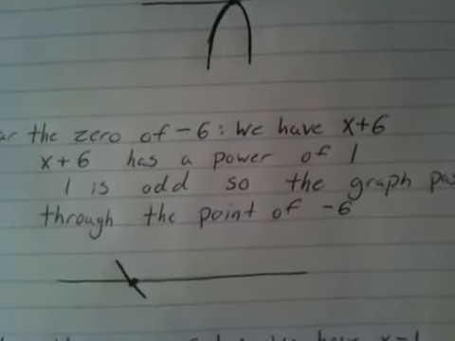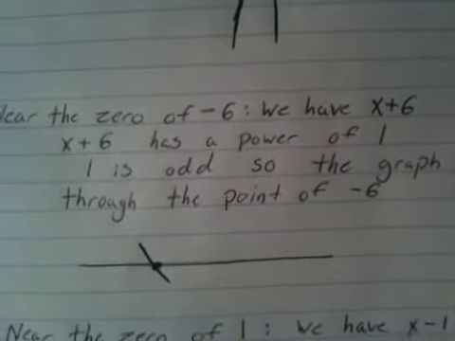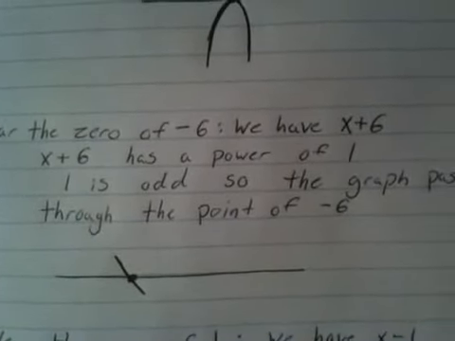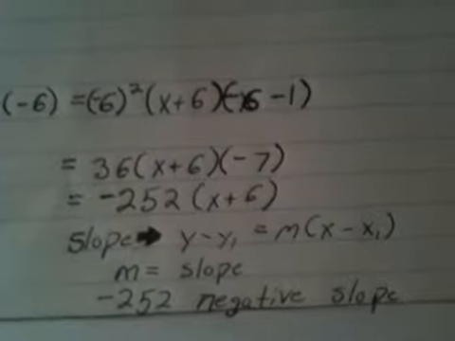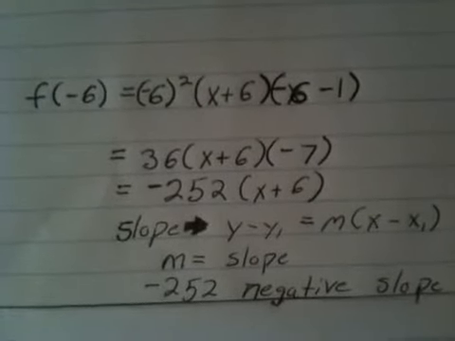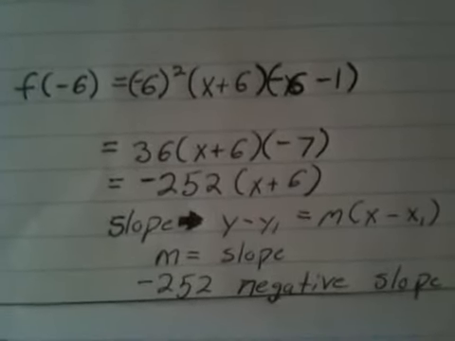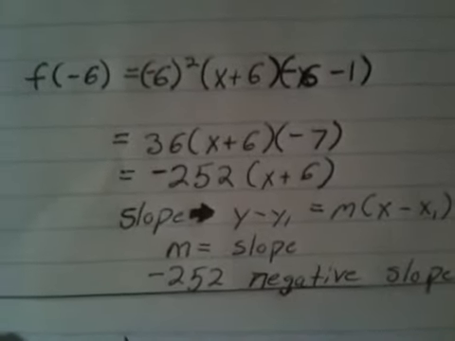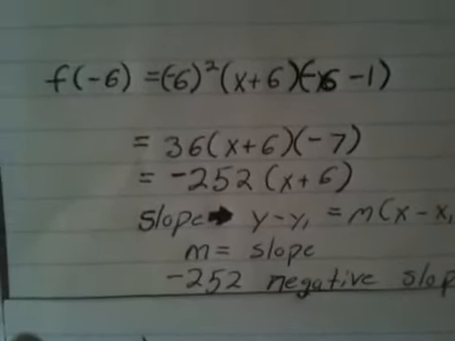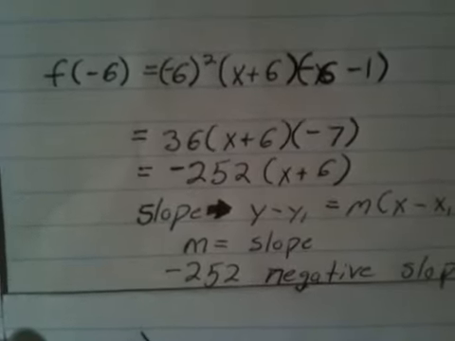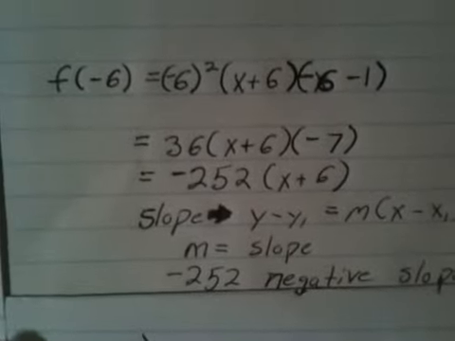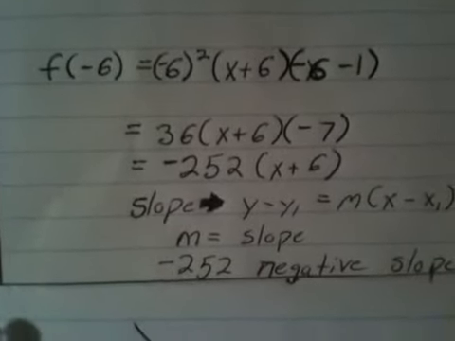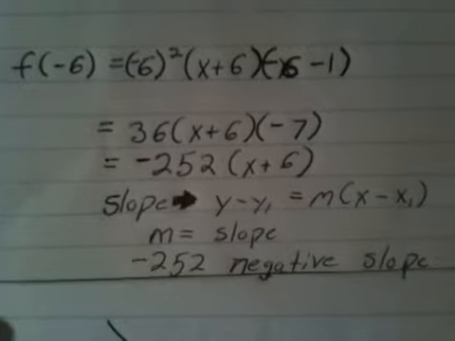Now, we know that because x plus 6 is the equation of a line, but we need to prove this algebraically and find which way it is sloping. So we input negative 6 into our equation everywhere except for where it will equal 0. So f of negative 6 equals negative 6 squared times x plus 6 times negative 6 minus 1. To get further simplified, we end up with 36 times x plus 6 times negative 7. Multiplying 36 times negative 7, we get negative 252 times x plus 6.